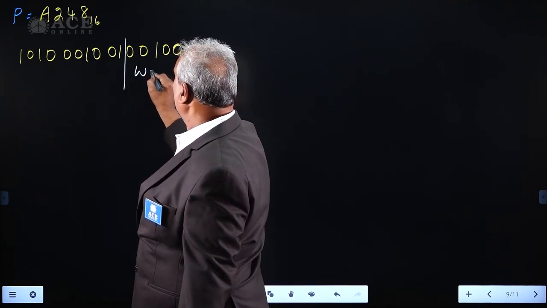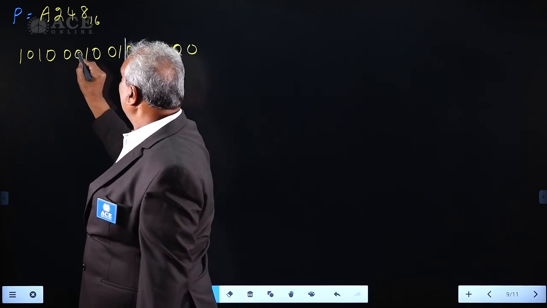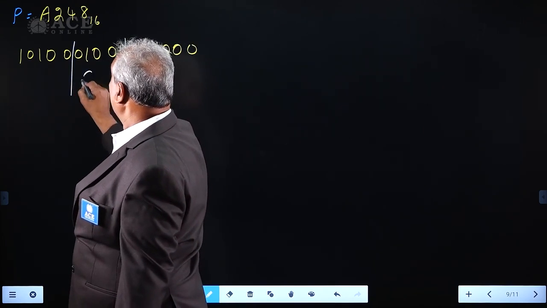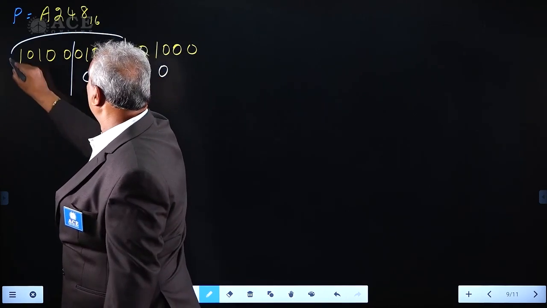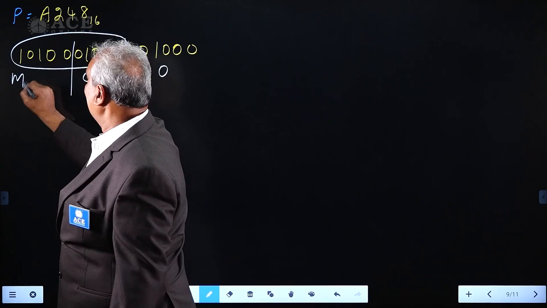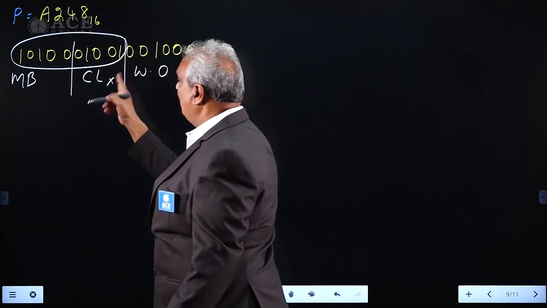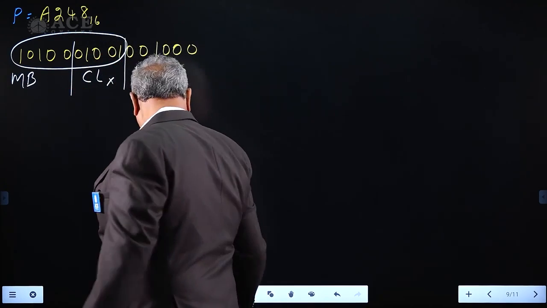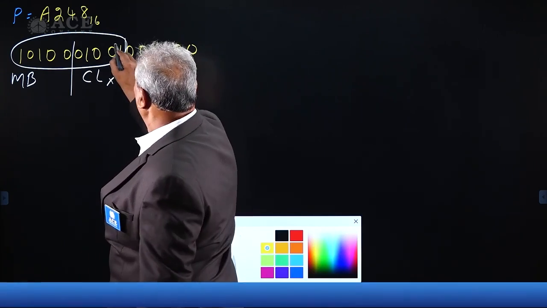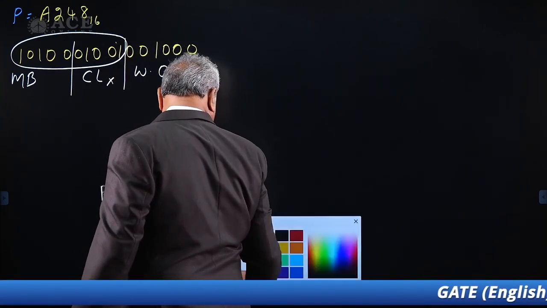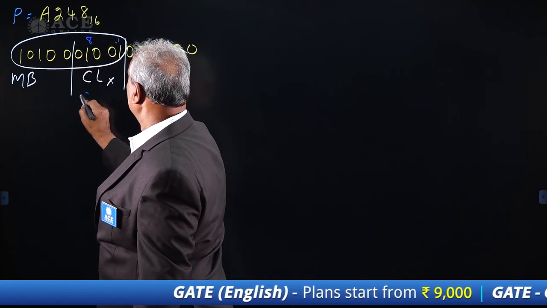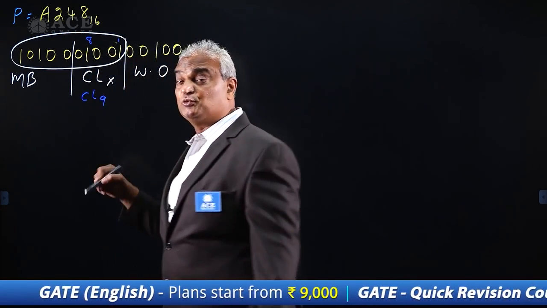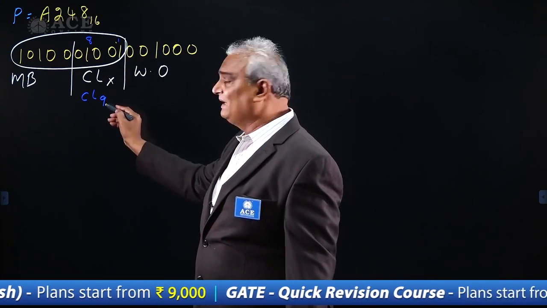It is nothing but word offset. Next 5 bits are used for cache line offset. The remaining bits are used to represent the main memory block number. What about CL here? The CL value is 1, 2, 4, 8, which means it maps to CL9. This word maps to cache memory block number 9.